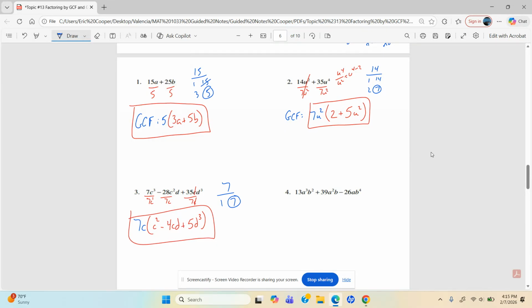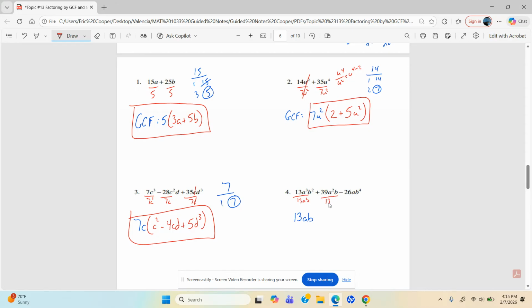Let's try it one more time with the last term. I got 13, 39, and 26. 13 can go into both of those, so we'll take out a 13. Each term has a's. The smallest a I have here is 13a. Each term has a b. Again, the smallest one I have here is a b. So we're going to take everything here and divide it by 13ab.